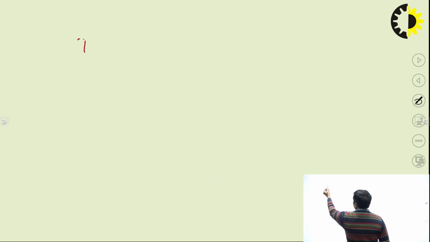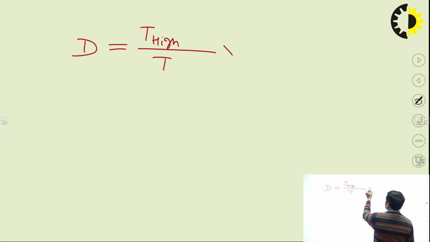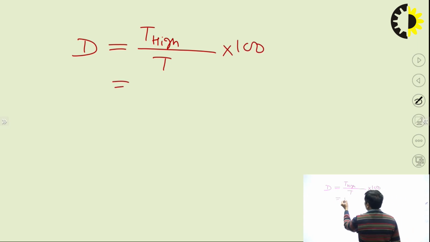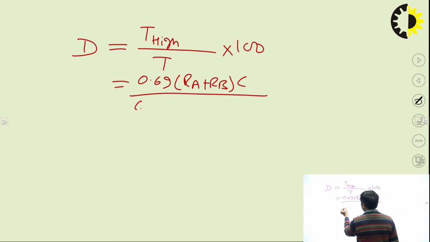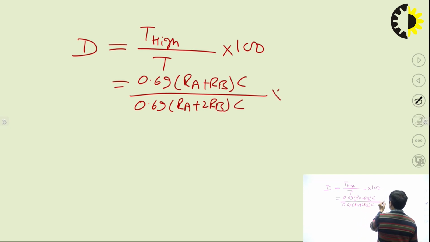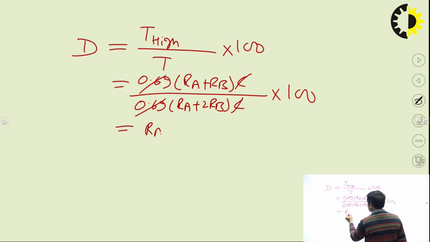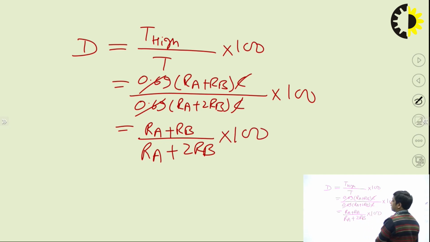Duty cycle D is normally expressed in percentage. It is defined as the time duration for which the output is high upon total time T into 100. Fine. So T high we have calculated, that is 0.69 (RA plus RB) into C, upon total time T, which is 0.69 (RA plus 2 RB) into C, into 100. So it will cancel out. So the duty cycle is (RA plus RB) upon (RA plus 2 RB) into 100.